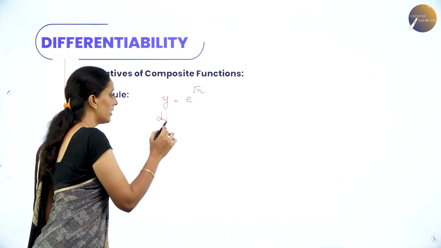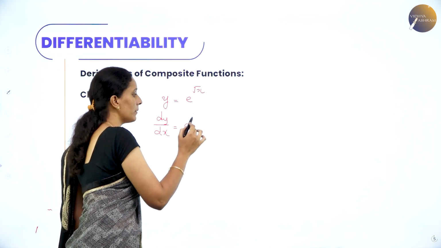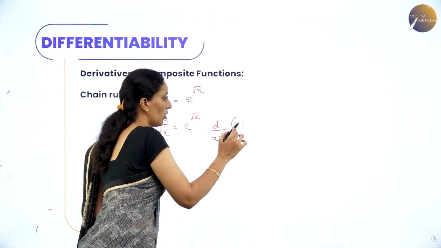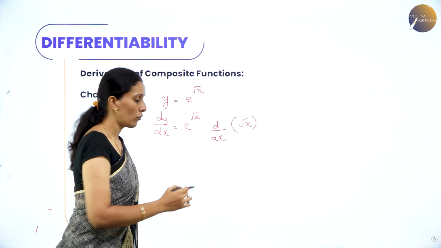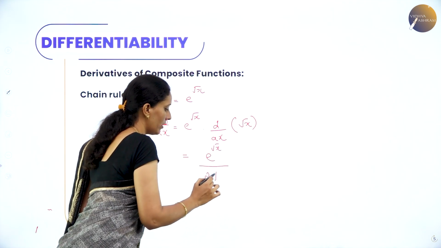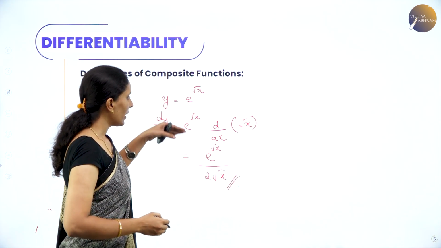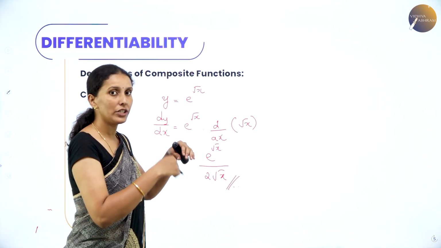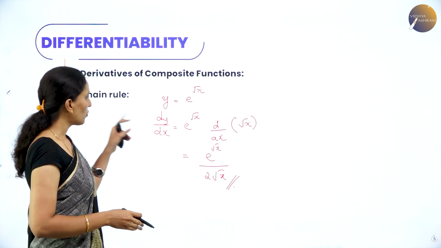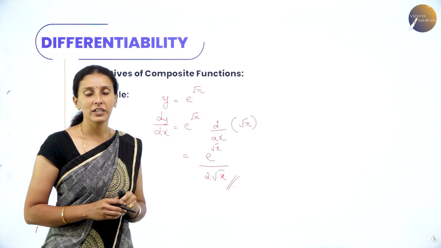So what happens here? dy by dx. If you take this in the form of e power x, then it is e power root x only. Then derive root x again, that is d by dx of root x, which is 1 by 2 root x. So the result is e power root x divided by 2 root x. This is the chain rule. First you derive one function, then one more function, again one more function. Since it is in the form of a chain, this rule is called chain rule, and it is used to derive composite functions.